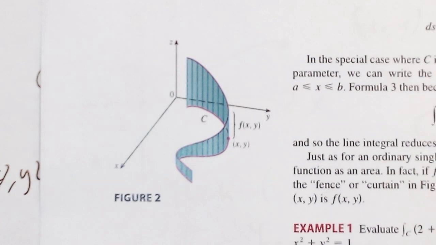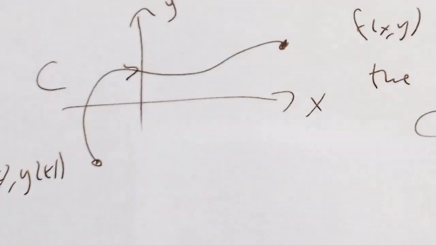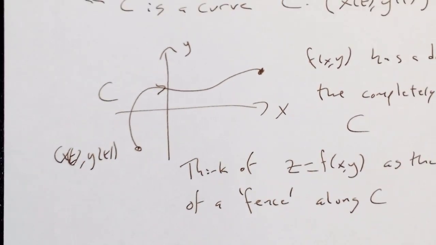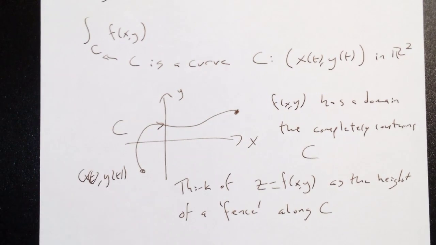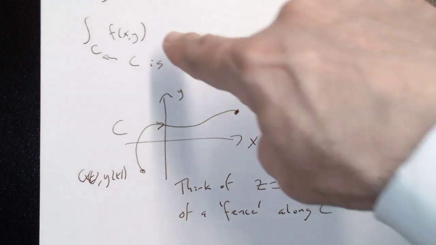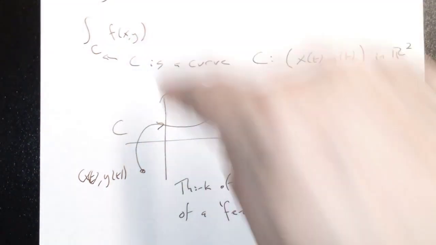But I'm measuring along this curve, not along the x-axis. The x-axis is straight. That's not. So if I want to integrate this, I need to think about something I actually didn't put up there with the integral. What's missing up there? Integral of f of x and y over the curve. What's missing?